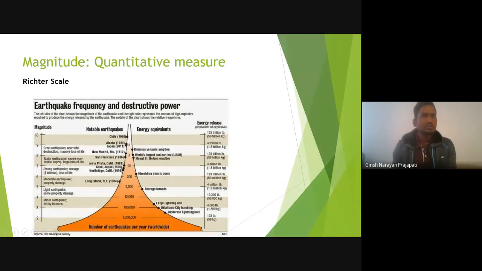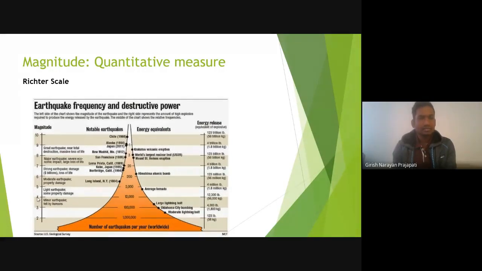Major earthquakes have severe economic impact or large loss of life. From 6 to 7 magnitude, there will be strong earthquake damage, like financial damage and loss of life. From 5 to 6, the earthquake is called a moderate earthquake. There will be property damage only, and there may be life loss or injuries.